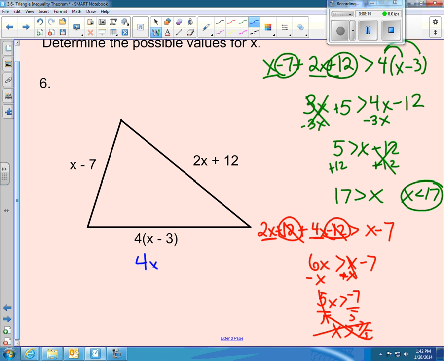All right, so here's what I want you guys to do for me for tomorrow. Remember, this was 4x minus 12. I want you to take this side and add it to this side and see if it is greater than that side. Find me my missing part of my range. We have the top part. You need to find the bottom portion for me.